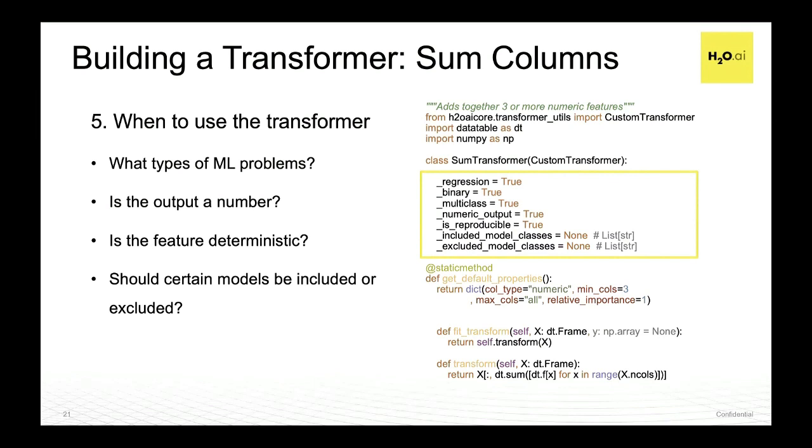And then finally, we might say if there were any types of models that should or should not be used for this. So maybe our transformer isn't going to work in TensorFlow or something like that. Or maybe we only want it for TensorFlow. In that case, we would have a list of strings of the models that we would or would not want.